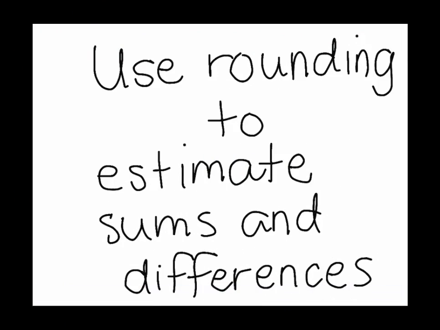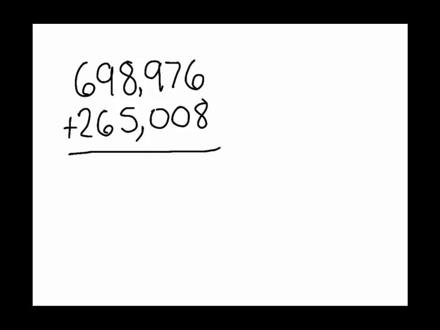Today's lesson is on using rounding to estimate sums and differences. In our previous lesson we did some practice on rounding, and now we're going to use rounding as a tool to find sums and differences. So let's say we have this problem, 698,976 plus 265,008. We're going to use rounding as a strategy to find an estimate. Remember, when we do an estimate, we don't need to know the exact answer. We need to find the closest answer that can be done using rounding. So we're just trying to find an estimate, an educated guess.